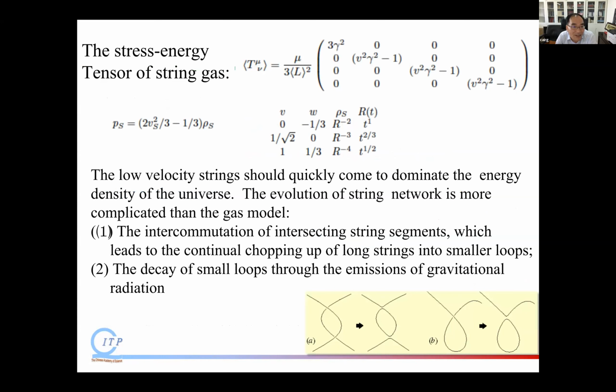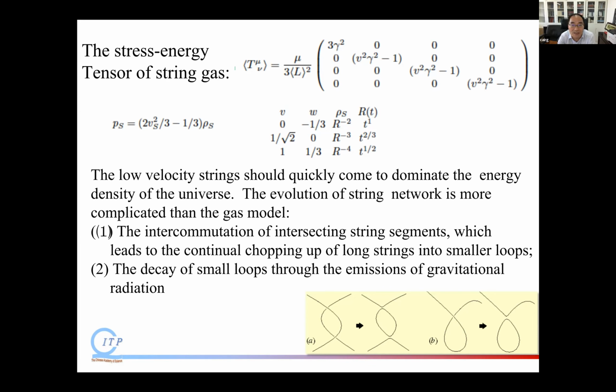The stress energy tensor of the string gas can be calculated like this one. Mu is, as I mentioned, the tension. L is nothing but the average separation among the strings. Vs is the velocity of the strings. Omega is the equation of state for the string gas, rho_s is the energy density of the string gas, and R(t) is the scale factor of the universe.